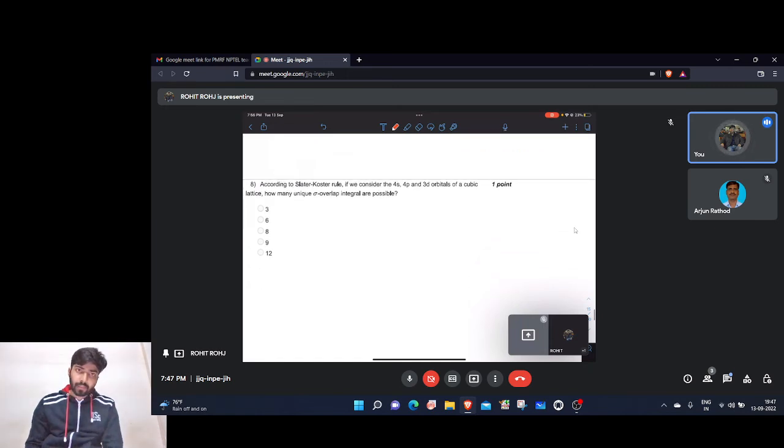Now question number 8: according to Slater-Coster rule, if we consider 4s, 4p and 3d orbitals of a cubic lattice, how many unique sigma overlap integrals can be possible? Now the unique sigma overlaps from s, p and d are, first, ss sigma overlap. Sp can be there. Sd we can talk about, let's say we have a spherical orbital and a dz square orbital. This is one of the examples. This is say pz, or I can say dz square. S and s can be 1s and 1s.